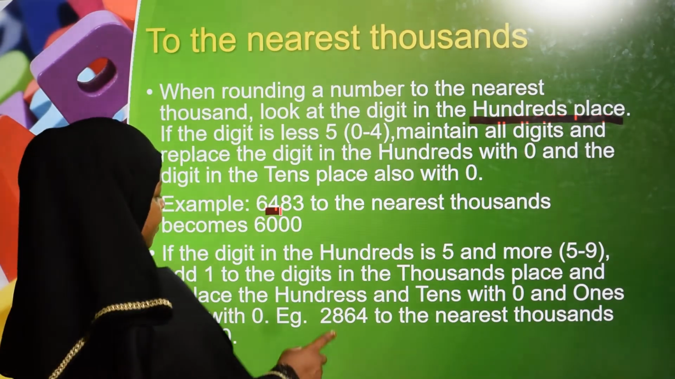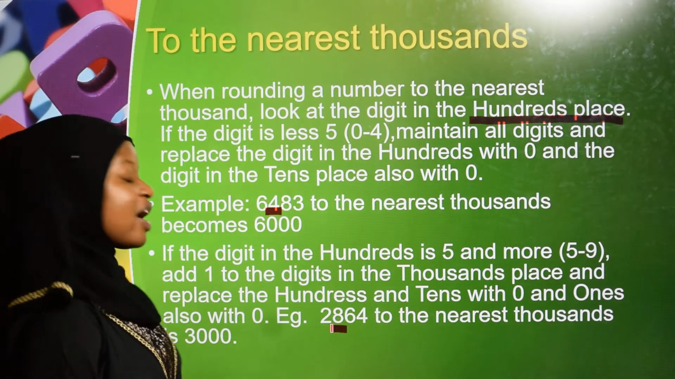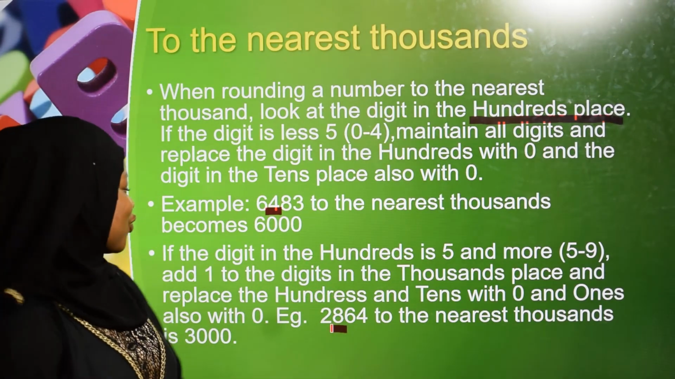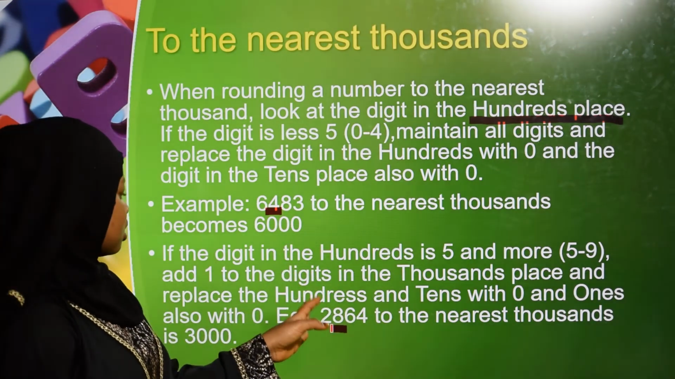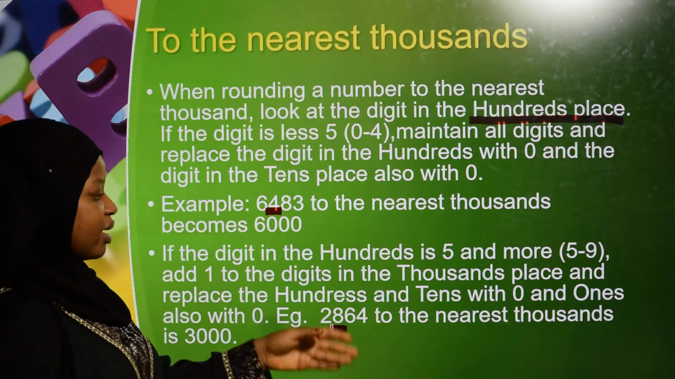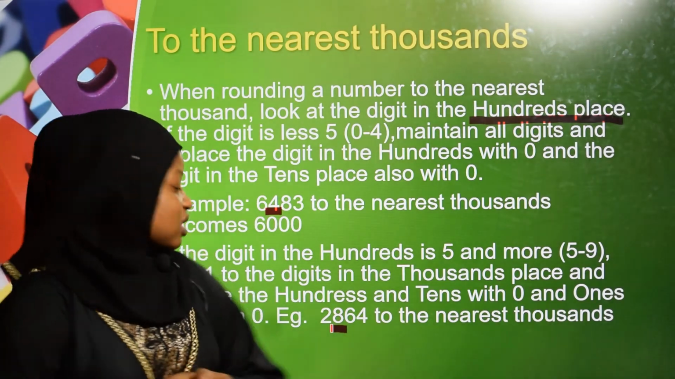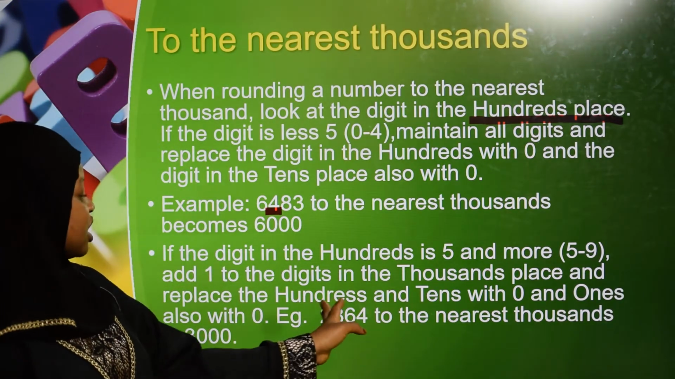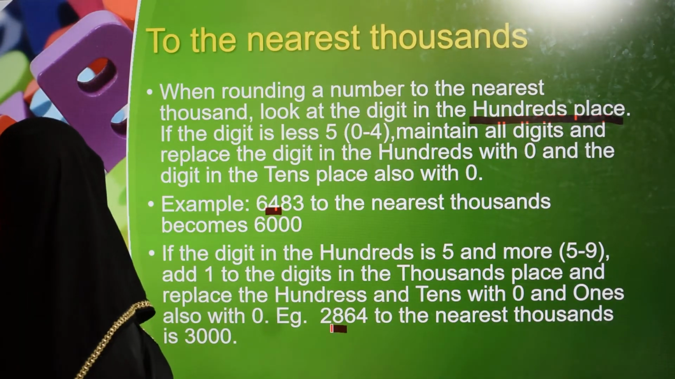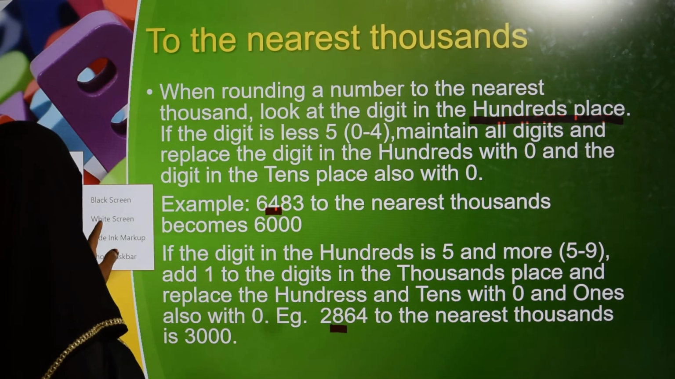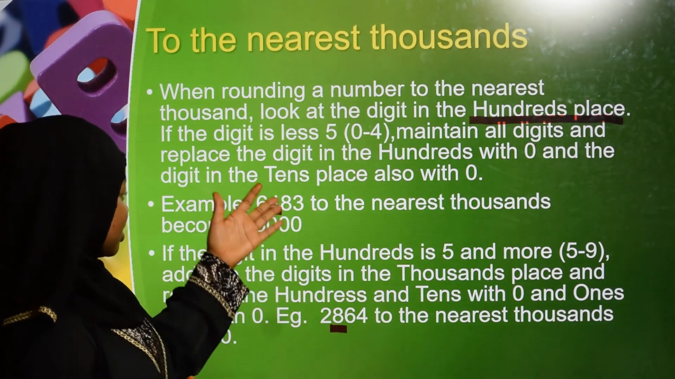And here 2,864. We have 8 here as our digit in the hundreds place. Is 8 more or less than 5? 8 is of course more than 5. So what do we do? We add 1 to the digit in the thousands place. Then it becomes 3,000, because we replace all this with zeros. Now let's look at some examples. Oh, even this is okay. So without even looking at more examples, we'll be able to solve it.